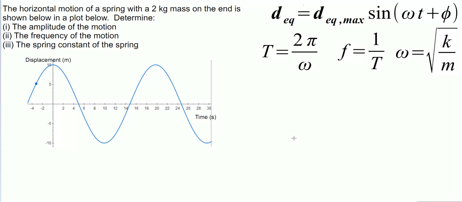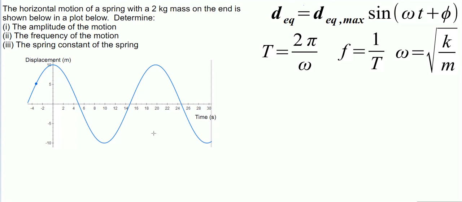Alright, so now that we've talked a little bit about the theory behind simple harmonic motion, we're going to do an example problem. What you see here on the screen, on the right, is a bunch of equations that we're going to be potentially using. And on the left here, we have the actual problem.